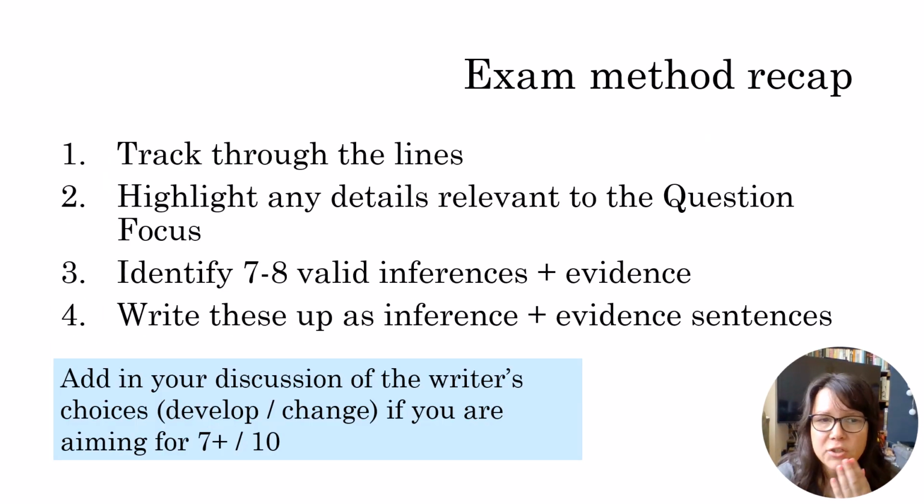All right, let's very quickly, just to have a reminder of the exam method. So you are going through line by line, highlighting anything relevant to the question focus. You're identifying those 7 to 8 valid inferences with evidence, and you're going to write them up as your inference plus evidence sentences. They don't need to have long explanations. But if you are aiming for that higher grade, that higher mark out of 10, then you are going to have a look at, see if you can make some comments on the writer's choices. Those will be just very short additions to your sentences, and that is how you tackle questions 3 and 4.